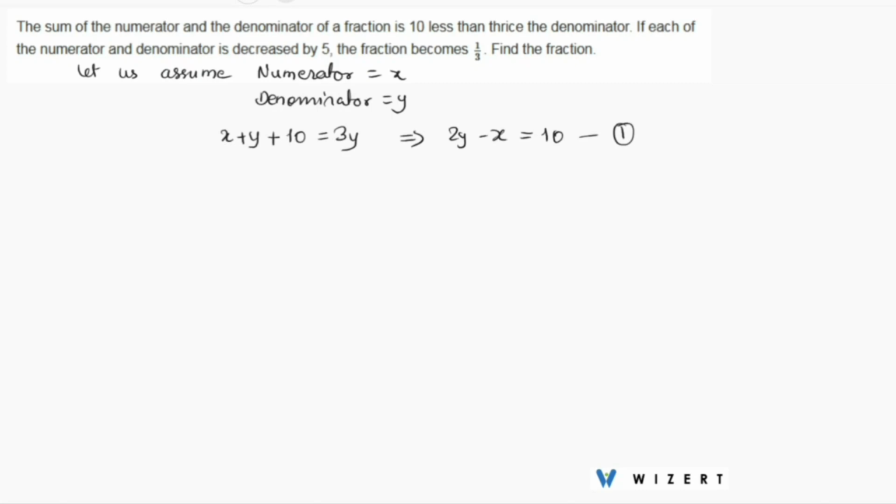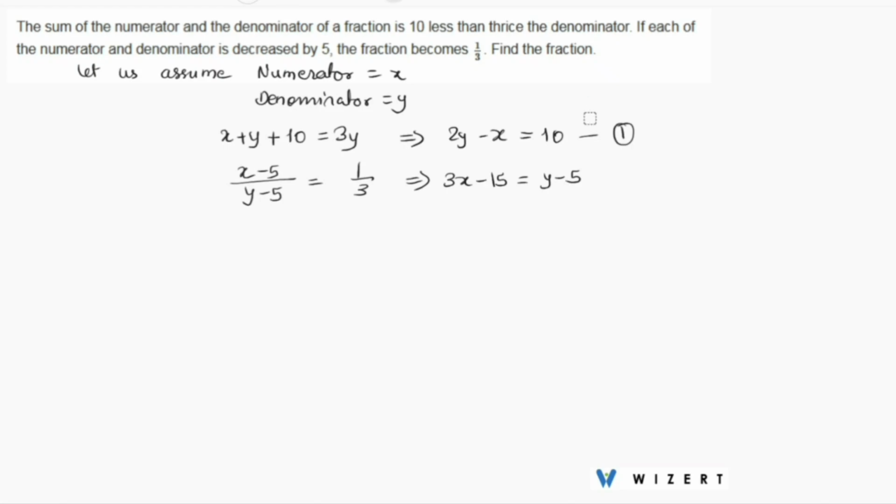Now in the second condition it is given: if each of the numerator and denominator is decreased by 5, the fraction becomes 1 by 3. So (x minus 5) divided by (y minus 5) gives us 1 by 3. So let's cross multiply and see what equation we get. We get 3x minus 15 equal to y minus 5.